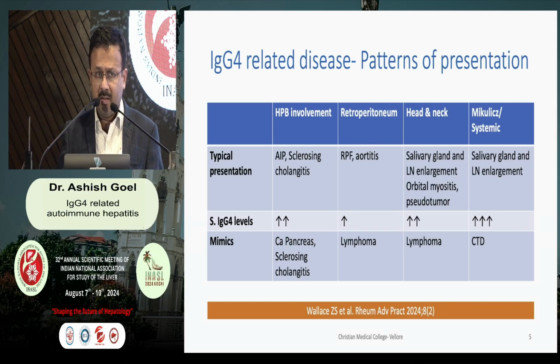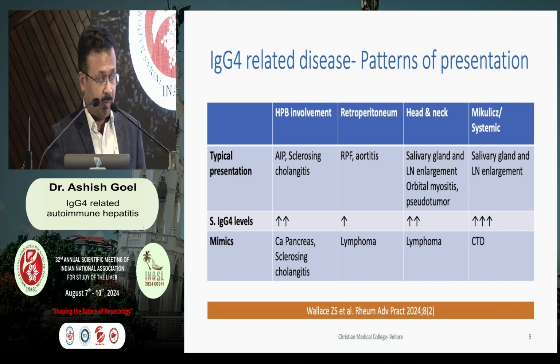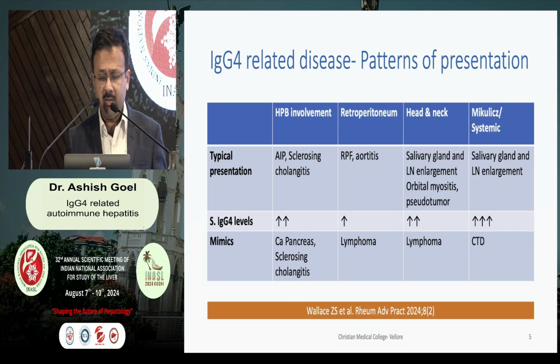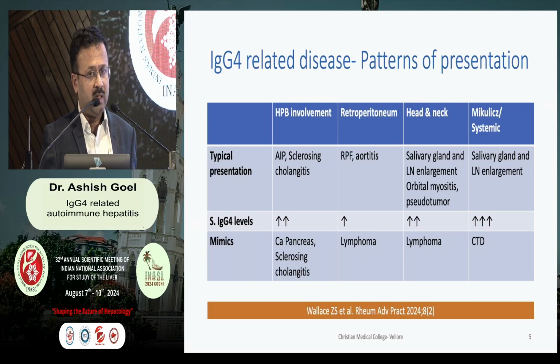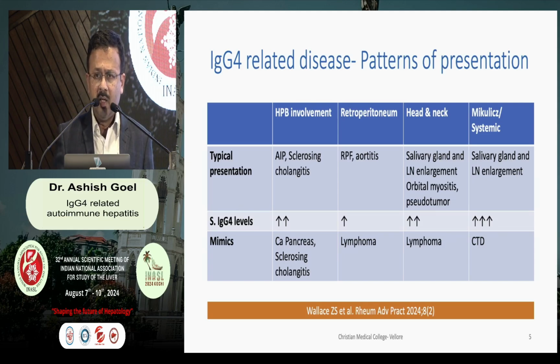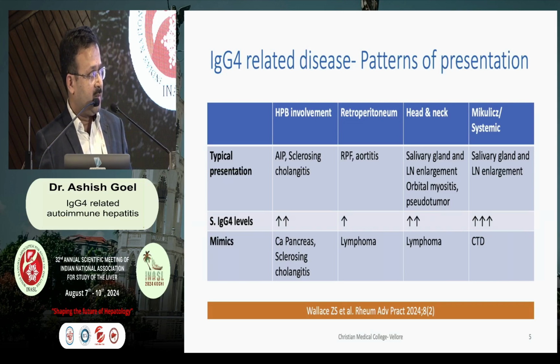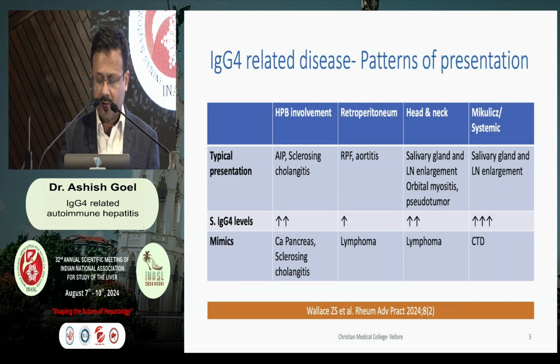All of us in this audience would be seeing more of HPB involvement, which anyhow is the most common form of IgG4 related disease. If you look at the typical presentation, it typically presents as autoimmune pancreatitis or sometimes as sclerosing cholangitis. Sometimes you have a serum IgG4 level which can help. We are able to procure a biopsy from the pancreas in a percentage of cases if there is a focal lesion, and which is required to rule out carcinoma pancreas as a differential diagnosis.